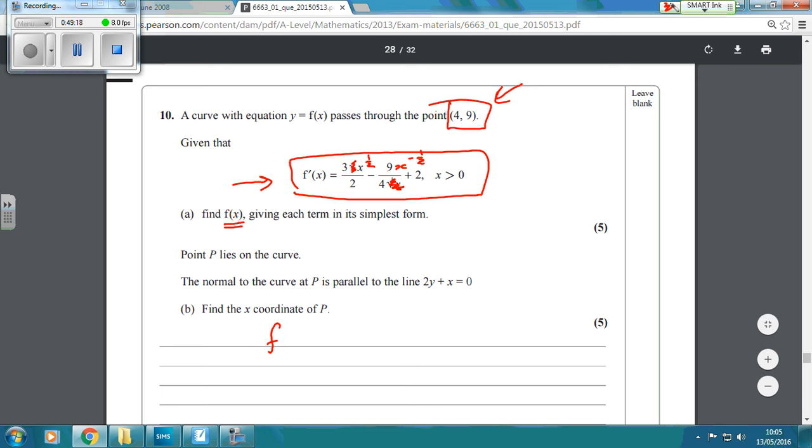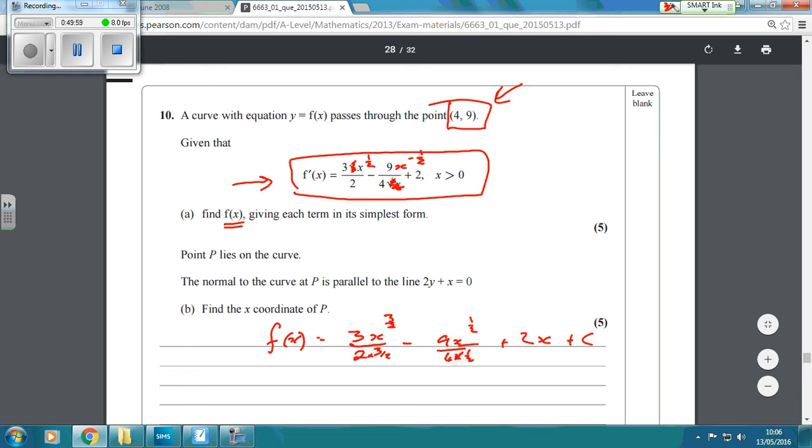So f of x, if we integrate that, that's going to be 3x to the power of 3 over 2 divided by 3 over 2, minus 9x to the power of a half divided by a half, then plus 2x. We integrate that, and then we've got the plus c there.